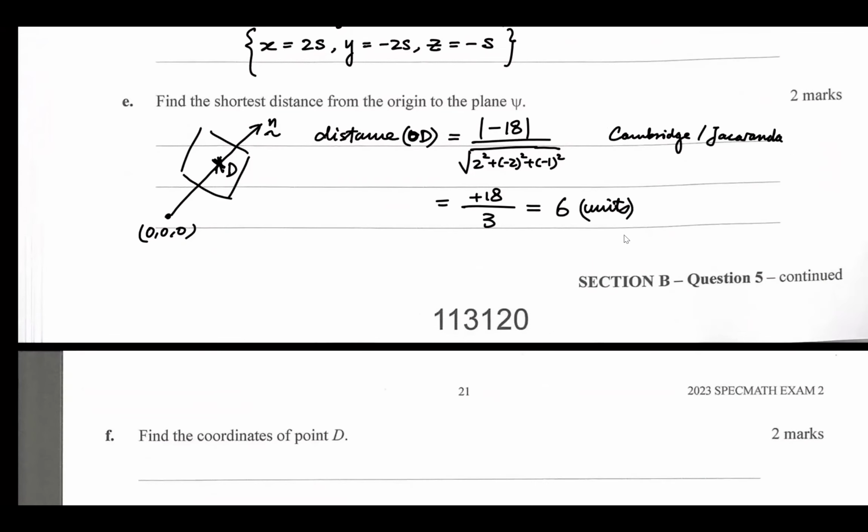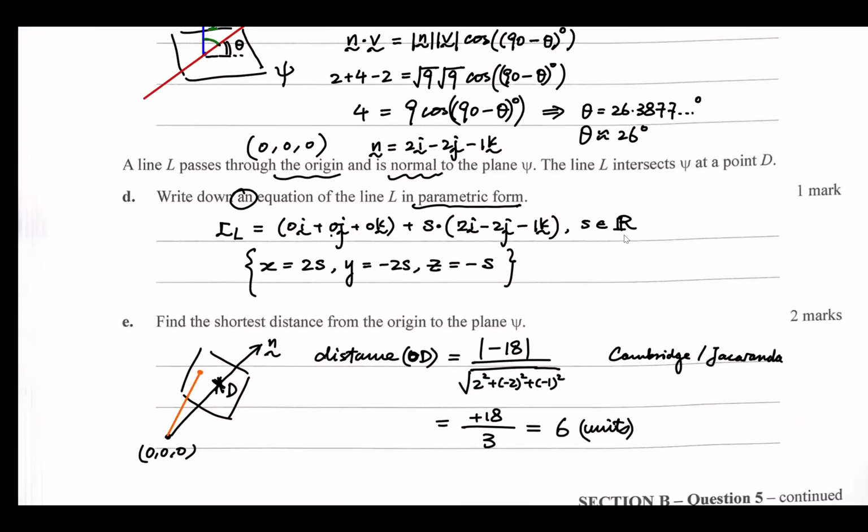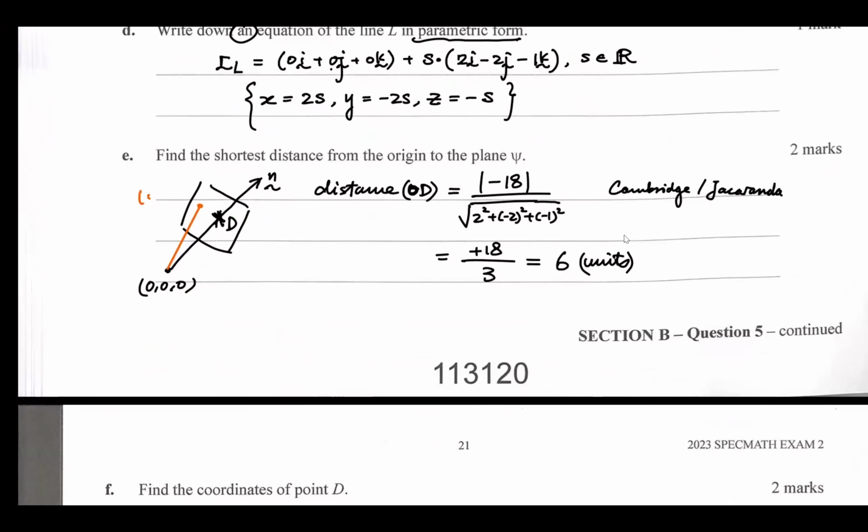An easy 2-mark question. Of course, you could also pick any point along the plane. Let's say x is 0, y is 0, z is 9. And you find, for example, oh, they already used A. So let's call this OP, all right? OP is going to be 0i plus 0j plus 9k. So the distance is actually the vector resolute of OP onto n, and take the magnitude.